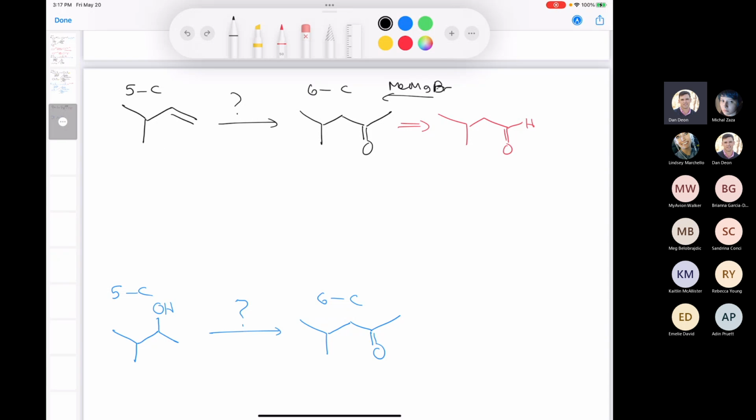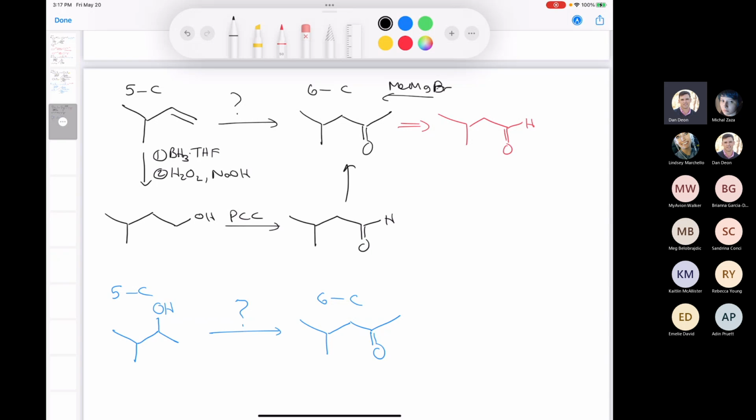Well, one way that we could do it would be to start with an anti-Markovnikov addition of water, which goes all the way back to organic chemistry 1. And that reaction is never going to go away, not even in this class. And so that would give us this alcohol, and then we could just oxidize that with PCC to give us the aldehyde that we want.